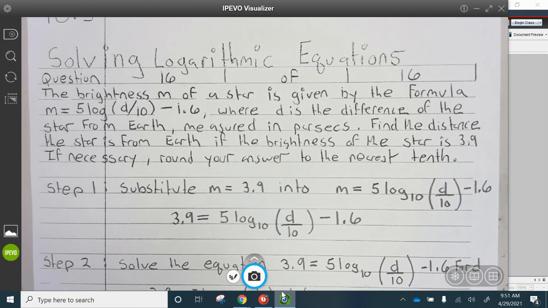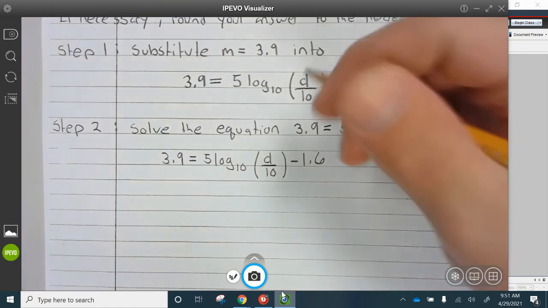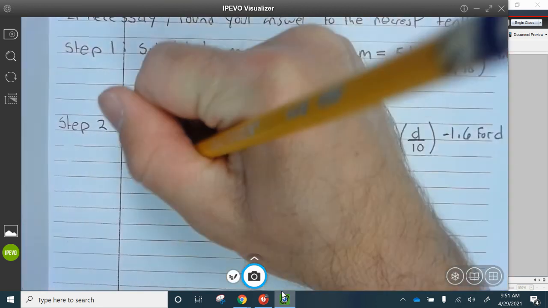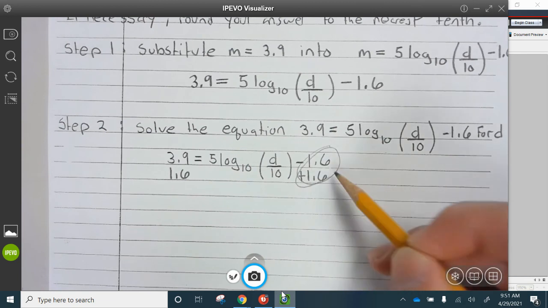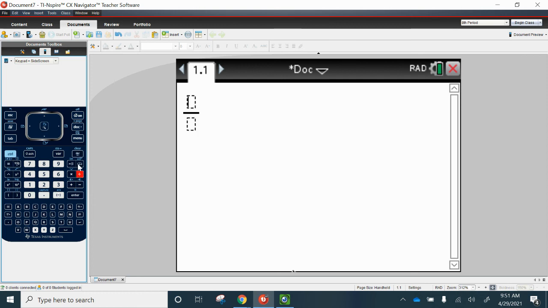Step 1. Substitute M equals 3.9 into M equals 5 times log base 10 of D divided by 10 minus 1.6. Okay, so now we have 3.9 equals 5 times log base 10 of D divided by 10 minus 1.6. Step 2, solve the equation for D. Okay, so the first thing we need to do is add 1.6 to both sides. That becomes 0. So then we have, control divide, 3.9 divided by 1.6.